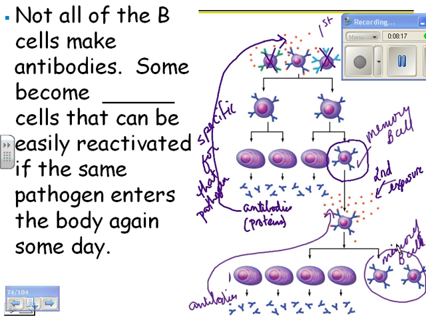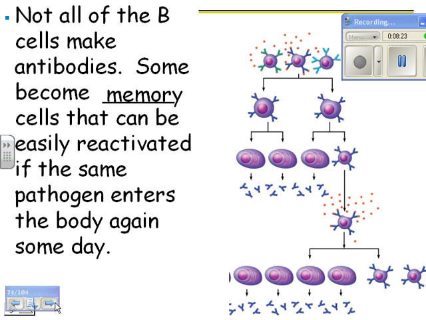Same thing with the third, fourth, fifth time. So not all of the B cells make antibodies. Some become memory cells that can be easily reactivated if the same pathogen enters the body again. So you really shouldn't get the same pathogen making you sick again. That's not true for everything.